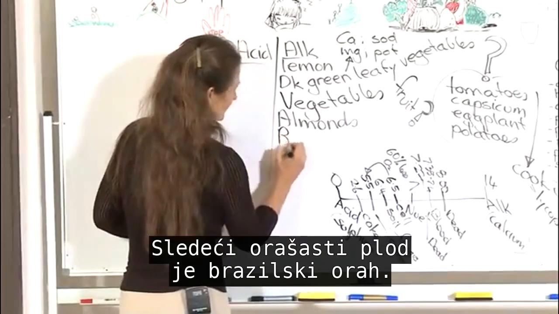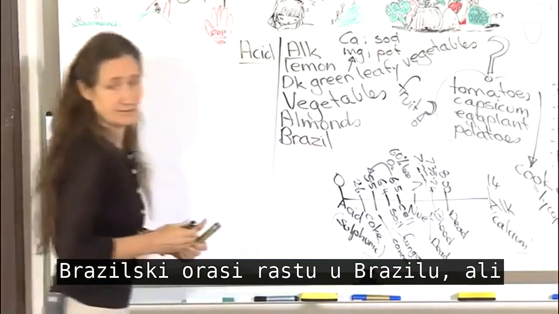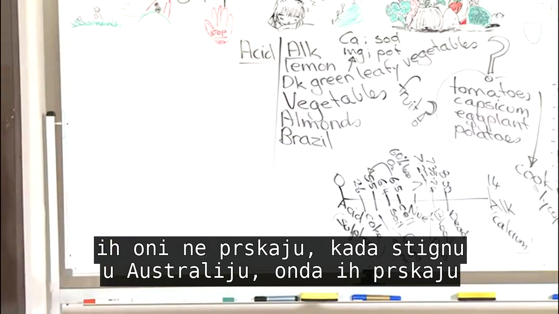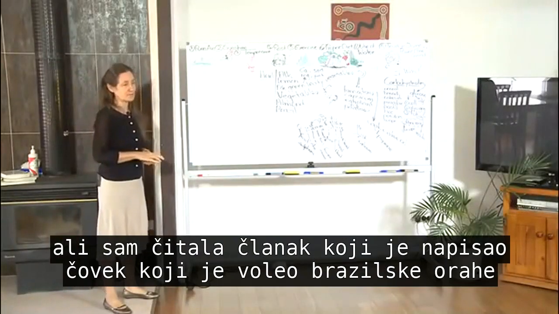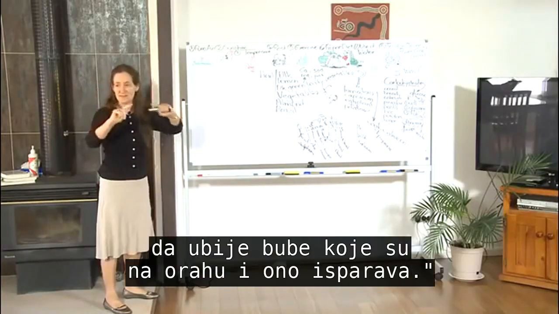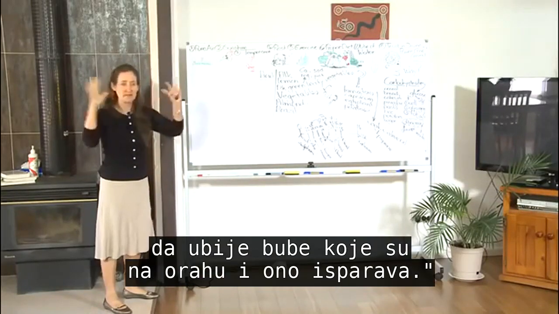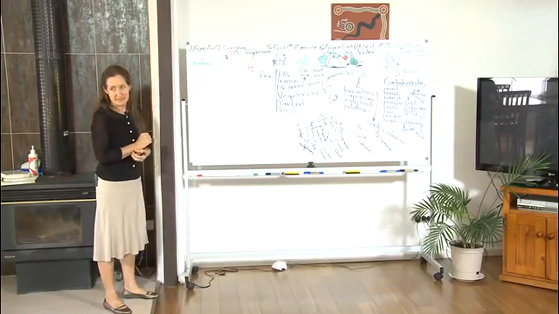The other nut is Brazil. Brazil nuts are grown in Brazil, and they're not sprayed in Brazil. When they come into Australia, they are sprayed, but I was reading an article by a man who loved his Brazils. He said the good news is it's just a surface spray to kill off any bug that's on the nut, and it dissipates. So Brazil nuts are fairly safe.